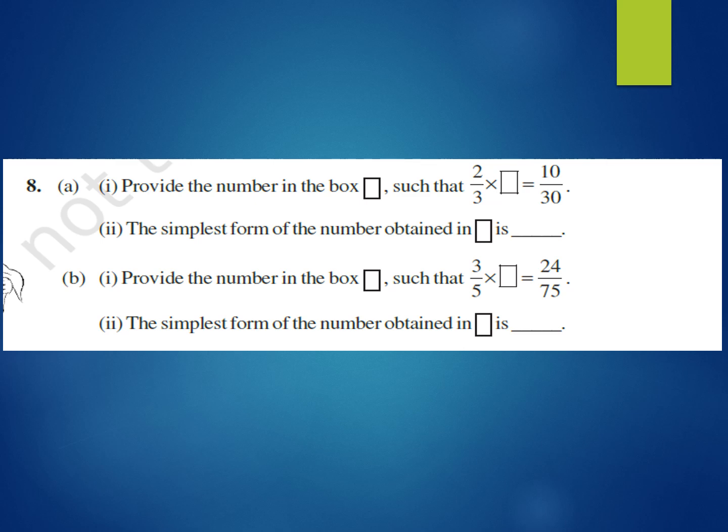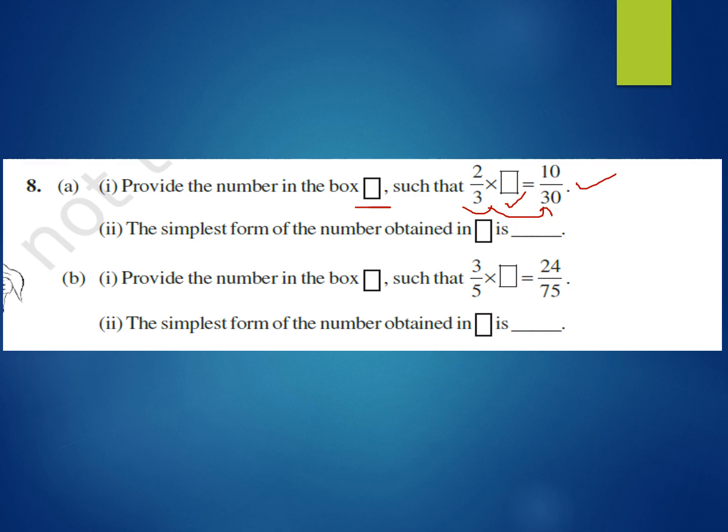Now see, first part, provide the number in the box. You have to provide a number such that 2 upon 3 into this box becomes 10 upon 30. Very easy. We have to think what should come here in the box so that we get 10 upon 30. It is a concept of equivalent fraction that I have told you. You just think what you multiply in 3 to get 30 and you will get the number very easily.